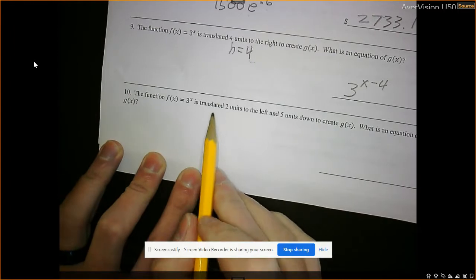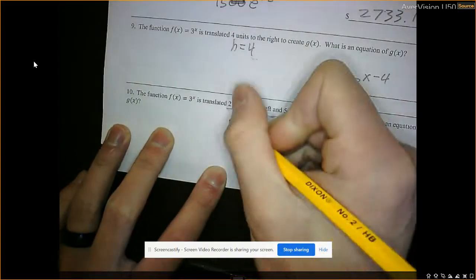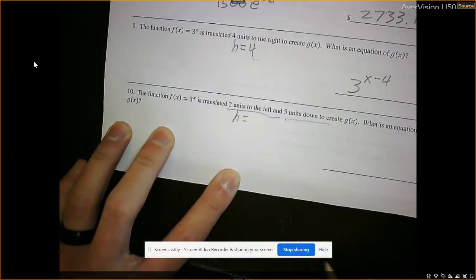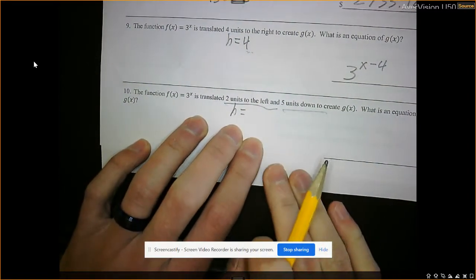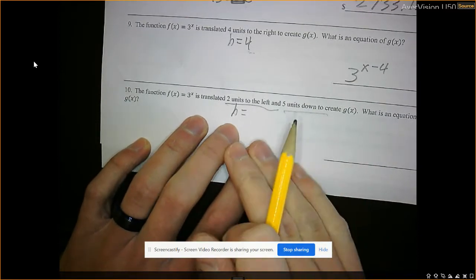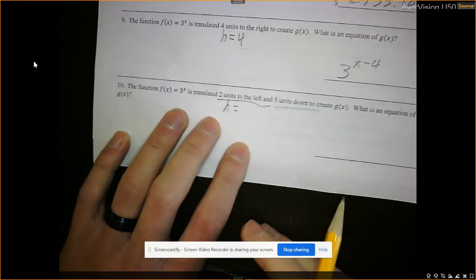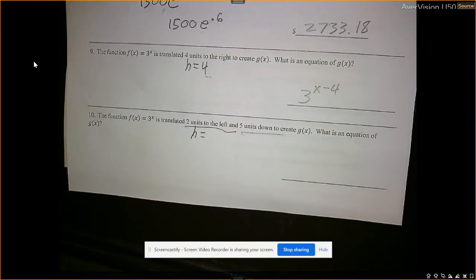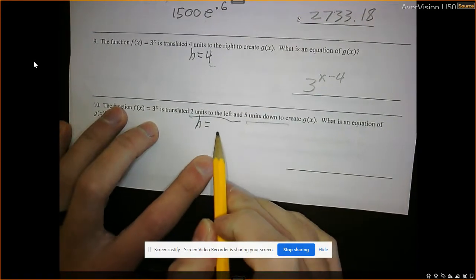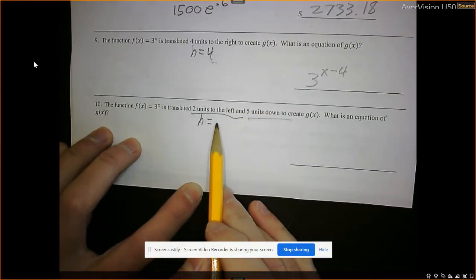Then going on down, same type of thinking here, translated 2 units to the left and then 5 units down. If I'm going 2 units to the left, you need to recognize what your h is. And again, I haven't said it in a while, so if you're not doing these on your own, stop, pause it, think about these, try these, and then check your answers with this video to see where you went wrong, if you went wrong, or not. You should not just be copying and listening to me do all this for you. That's not going to help you out much.